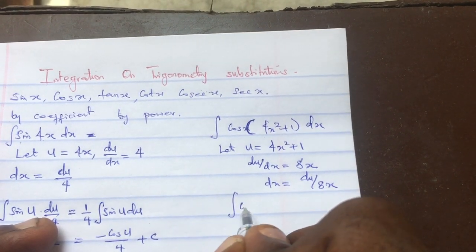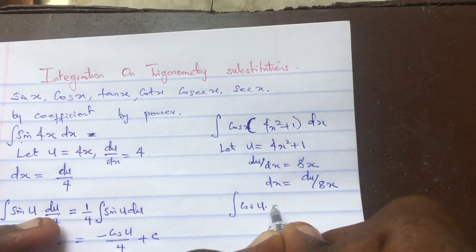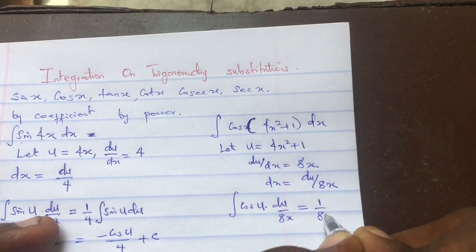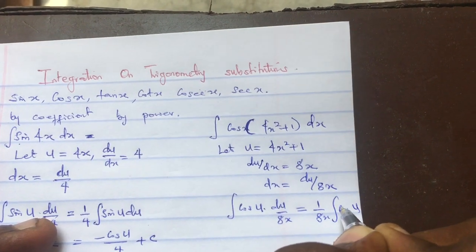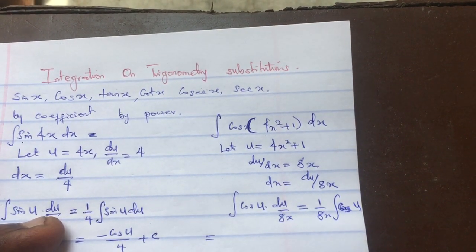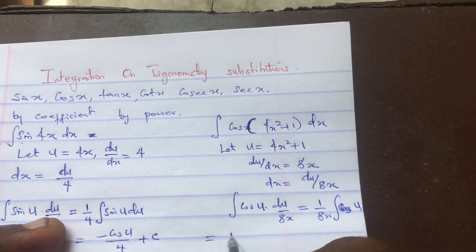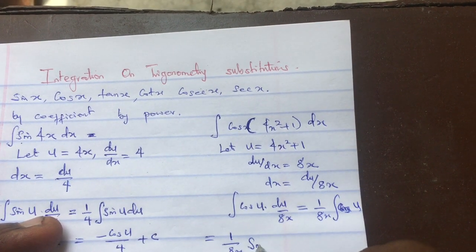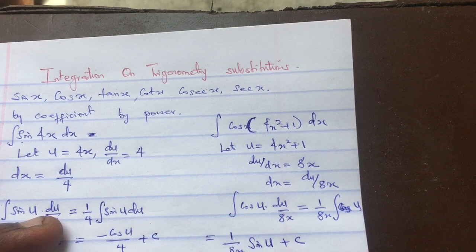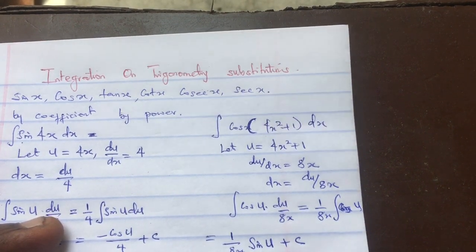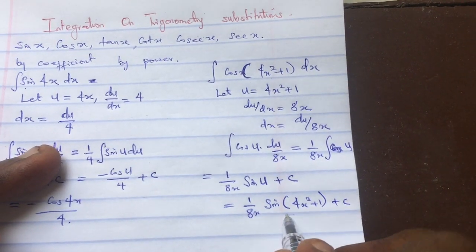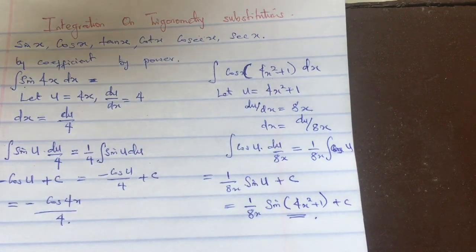Then my question will be integral cos u du over 8x, which is the same thing as 1 over 8x integral cos u, with respect to what? With respect to u. If I integrate cos u with respect to u, I have sine u. That's 1 over 8x sine u plus c. But what is my u? Automatically I have 1 over 8x sine into bracket 4x squared plus 1, plus c, final answer. So that's integration by substitution.